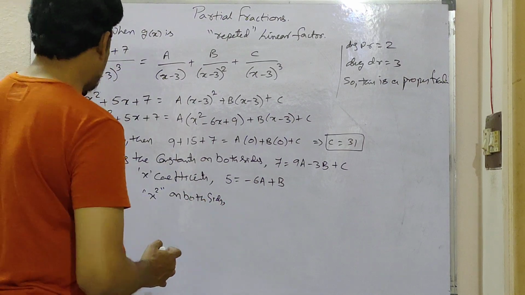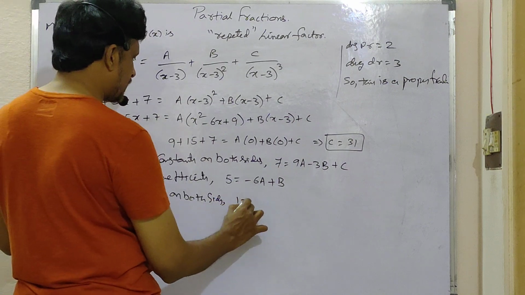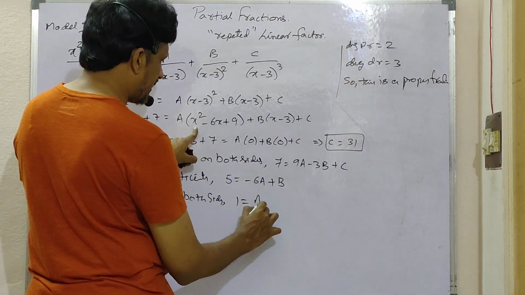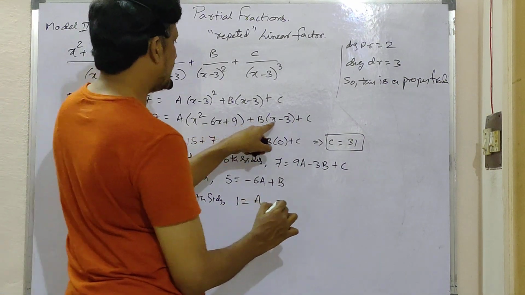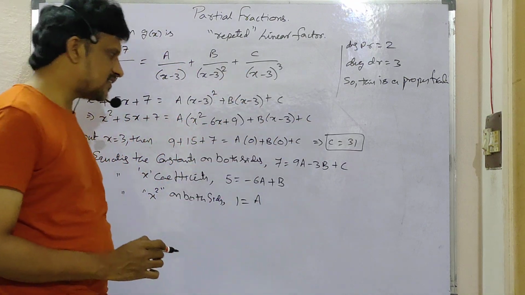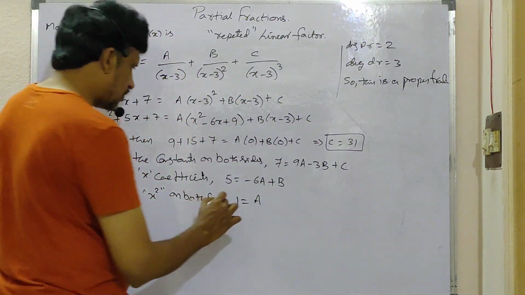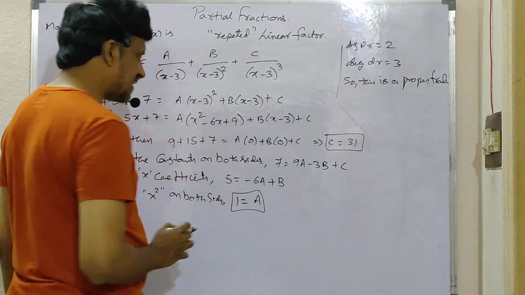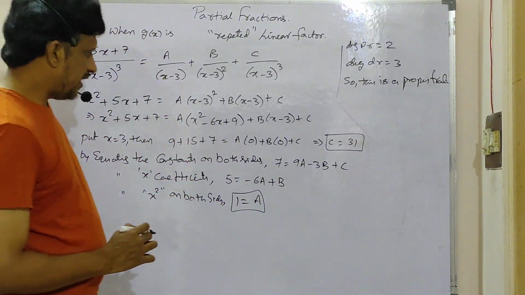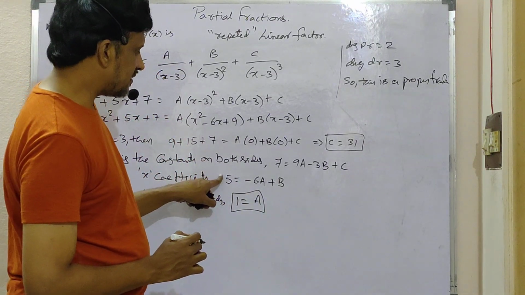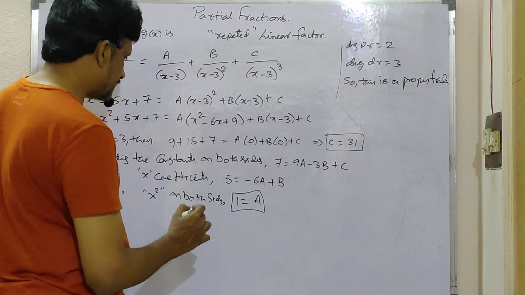Now, by equating the coefficients of x square on either sides, here it is 1 is equal to a into x square, that is a. There is no other x square term. So we got this a value. If you write this a value here, you will get the b value.